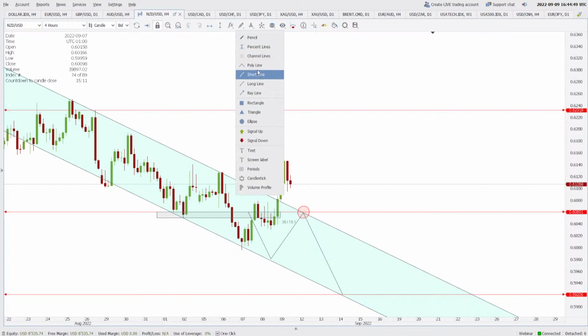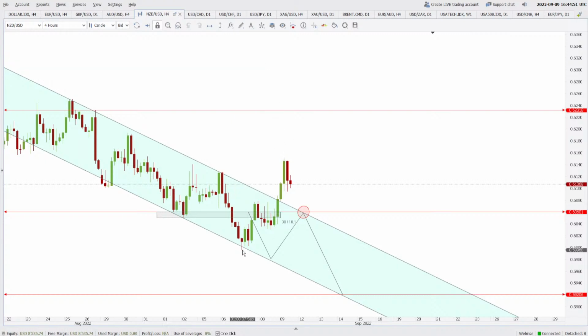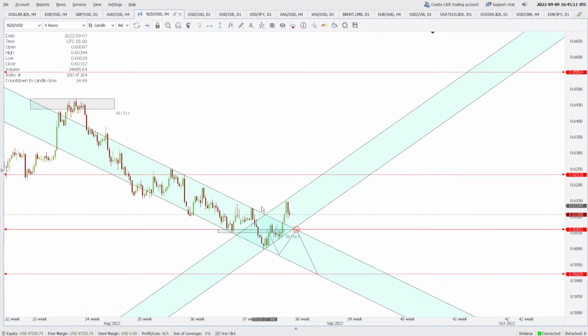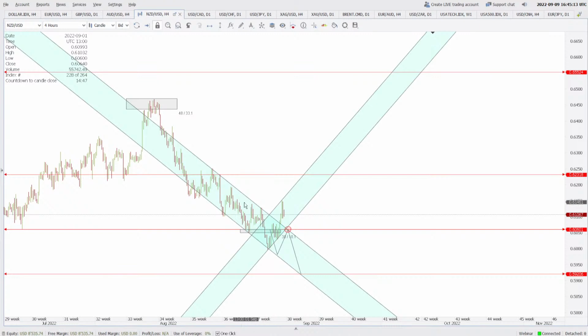And why not make a channel when we have two bottoms already? All right, so this looks very close to this 0.6060 area. So I think the buyers will be looking for this area to open their buy position with a target of 0.6231, because on the way up these resistances are very small.